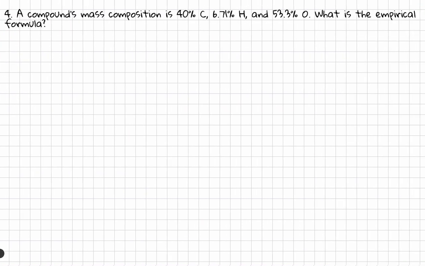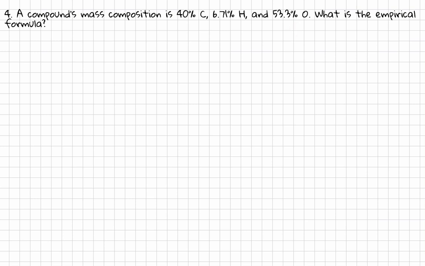PBr3. And then our last problem says a compound's mass composition is 40% carbon, 6.71% hydrogen, and 53.3% oxygen. What is the empirical formula?